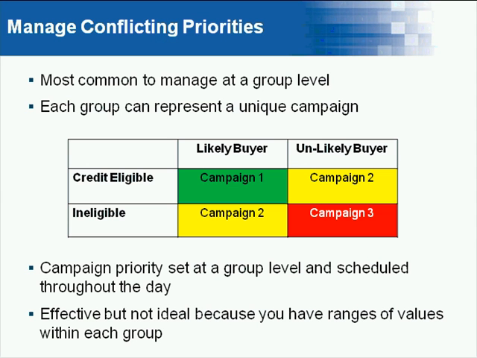This can be a very effective way to deal with conflicting priorities, but while it's effective, it's not ideal, because within each one of these groups, you have a wide range of individual values, meaning some of the prospects, for example, in the credit eligible group, are really on the borderline of being eligible. But because you're making decisions at a group level, they just get grouped into the eligible campaign. And so it's very difficult to differentiate for those individual prospects that sit on the border of any one of those cells.